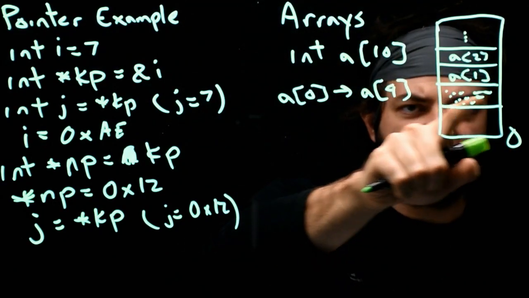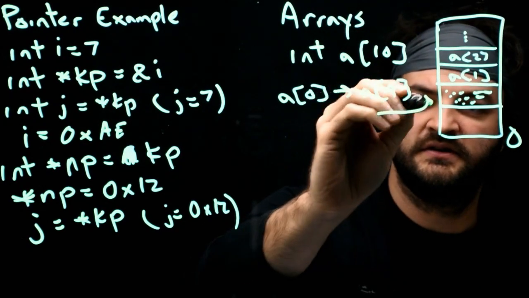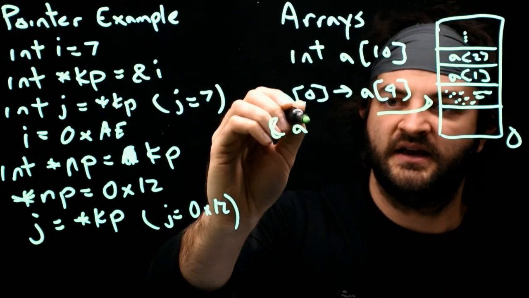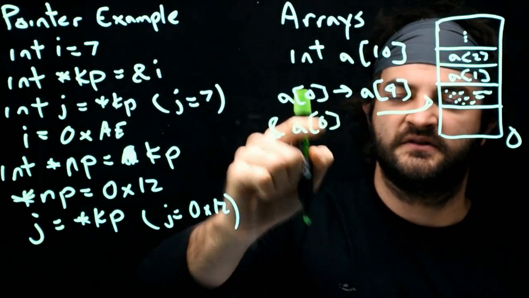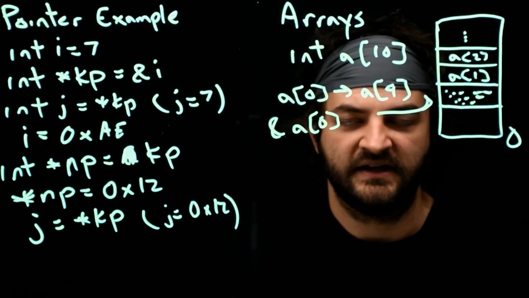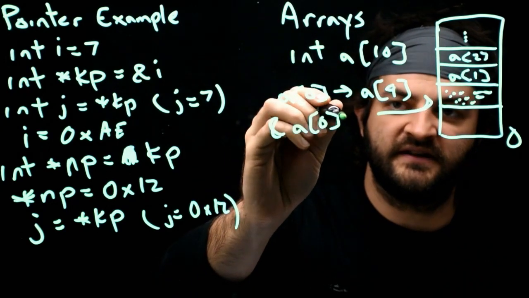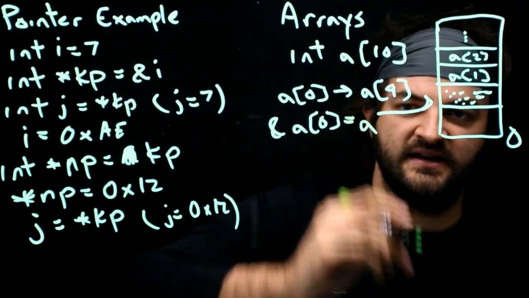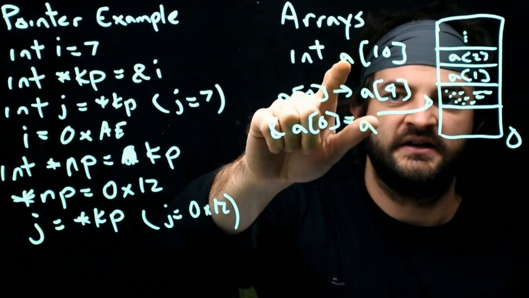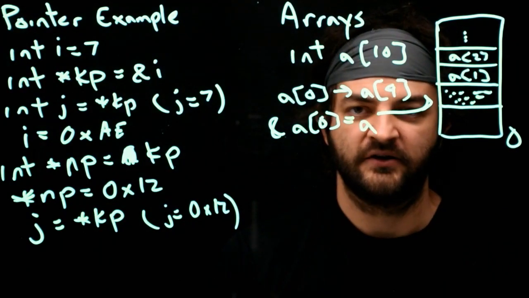What is the address of a of 0? So we could say the address of a of 0 is ampersand a of 0, because a of 0 is the first value within this array, and ampersand of it gives us the address. Now, the cool thing about an array is that ampersand a of 0 is the same thing as just saying a. So when we refer to the name of an array, it is the pointer to the first byte of the first element of that array.